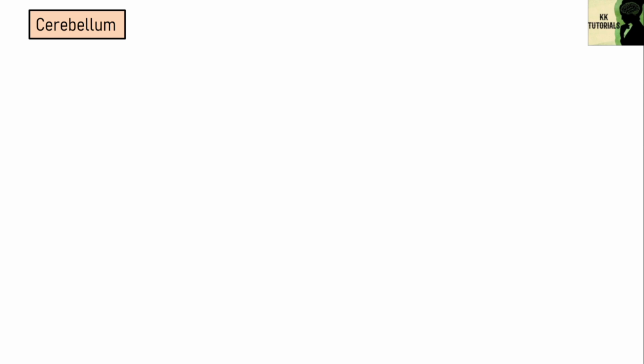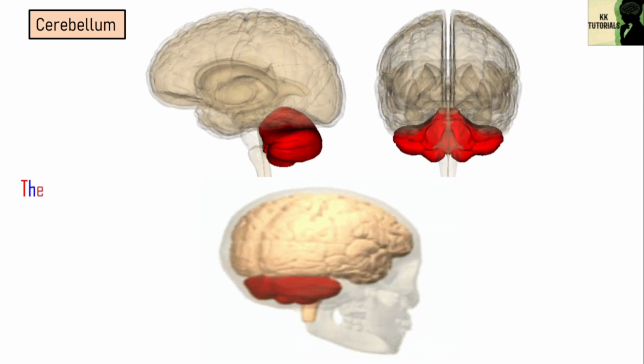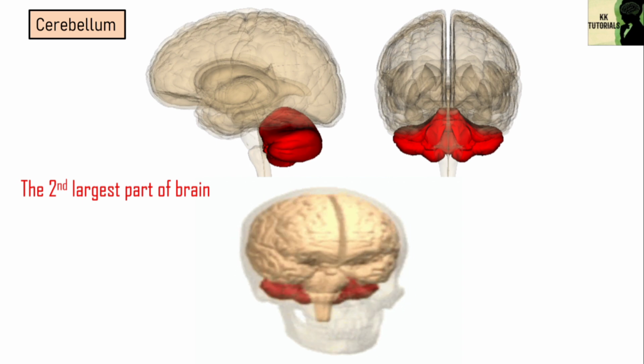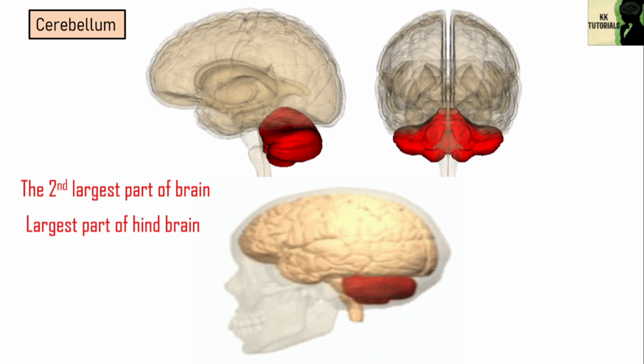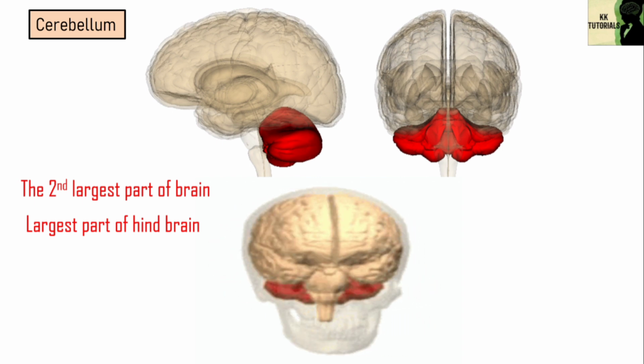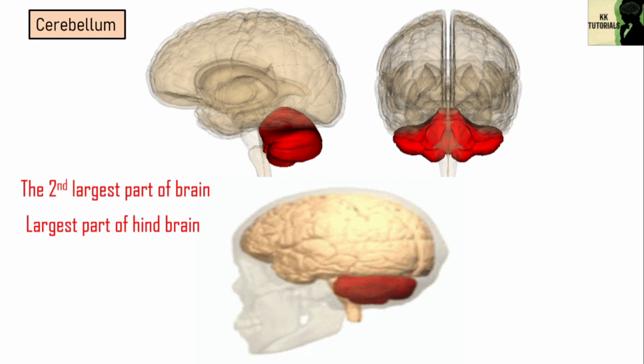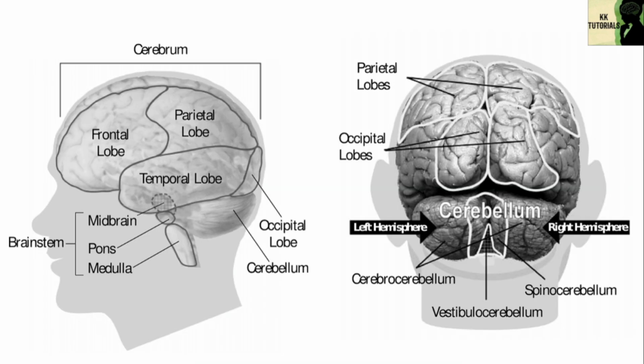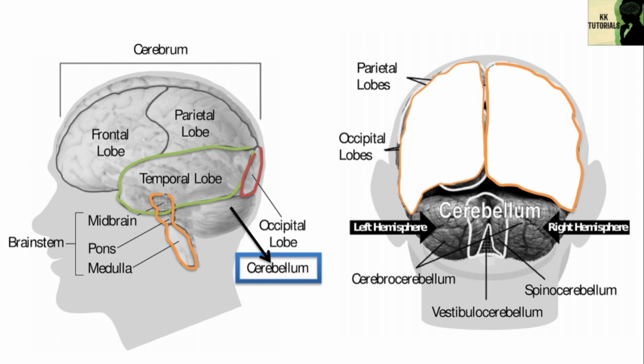Let's start with cerebellum. Cerebellum is the second largest part of brain and largest part of hindbrain. Which is the largest part of brain? It is cerebrum. We have discussed cerebrum in part 2 of this lecture series. Here in this image you can see the exact location of cerebellum. It is found in the back portion of the skull, below the temporal and occipital lobes and behind the brainstem. It is found beneath the hemispheres of the cerebral cortex.